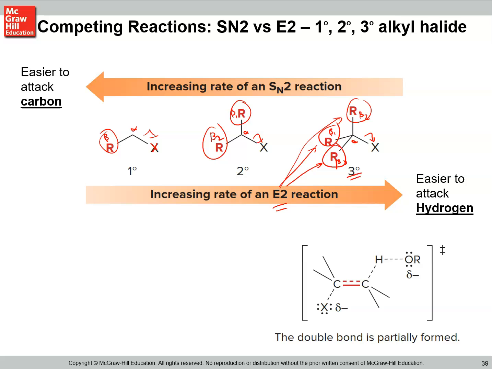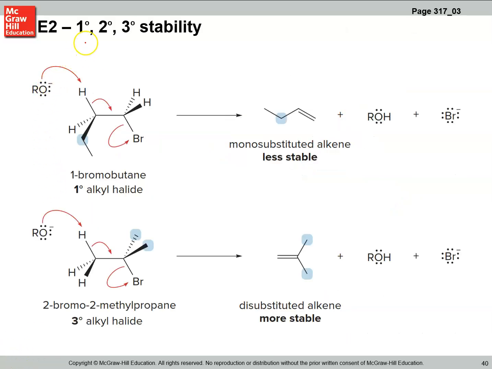So it's actually easier to attack the hydrogen, and so we increase the rate of E2 competition when we go from a primary, secondary to a tertiary carbon system. The other thing that has to be considered is shown here. It has to do with the stability of the double bond. Remember, that's what we talked about at the beginning of this video, where we looked at differences in mono-, di-, tri-substituted alkenes. And what happens if we have a carbon where this is the leaving group?